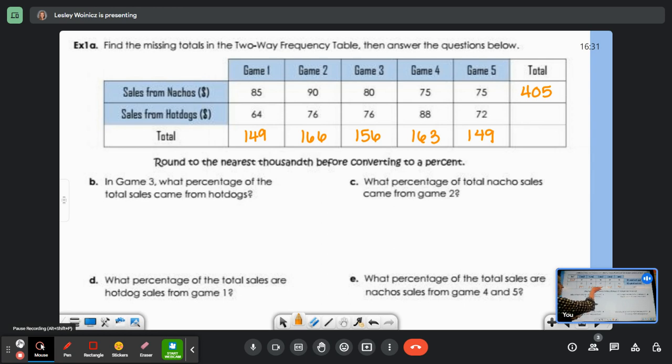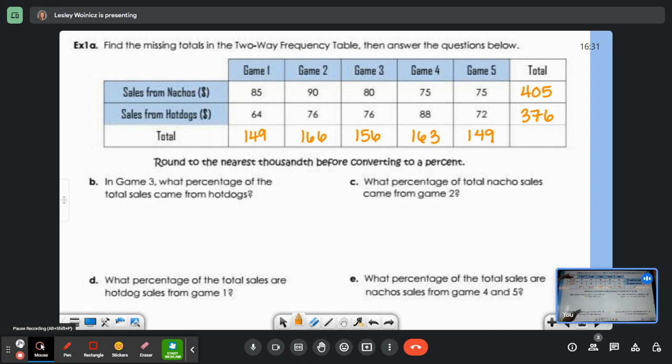Okay, and then I have to do the same for hot dogs: 64 plus 76 plus 76 plus 88 plus 72. I'm getting 376. Now, this is all dollars, right? So this is money that we're adding up.